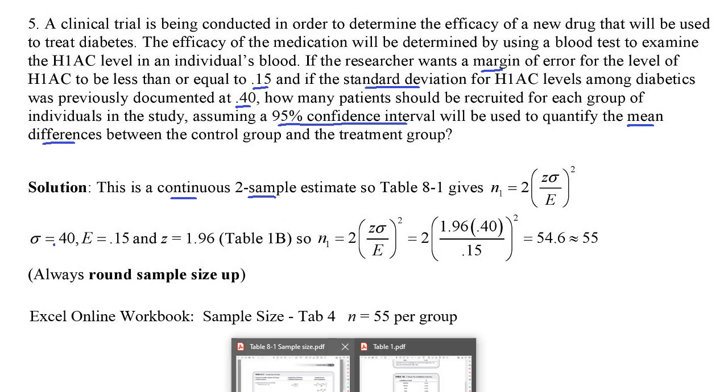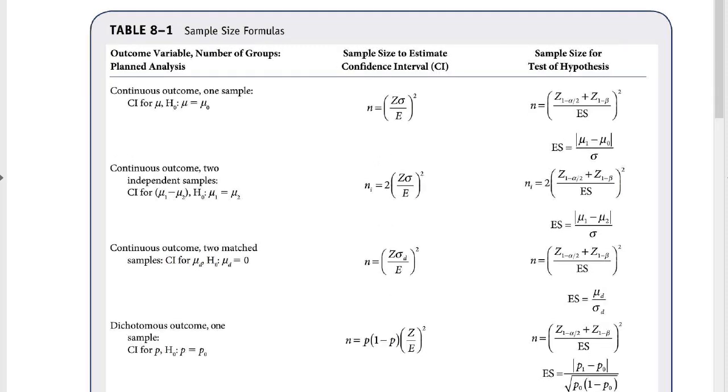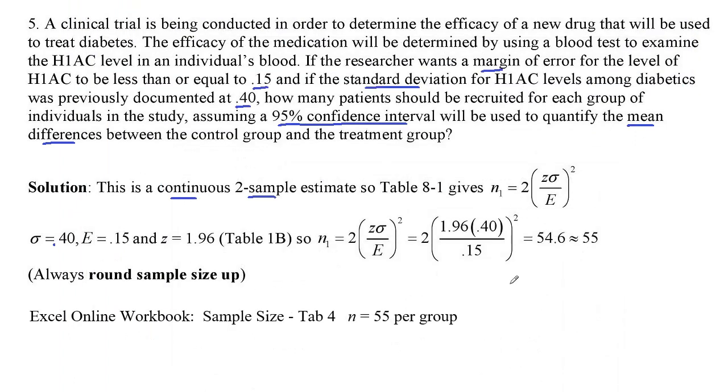So if we look at that again real quick. So we've got continuous outcome 2 independent samples, and right there is your formula. So that's how I got the formula. These are our variable values. If we plug those in here, we'll get 54.6, approximately 55.